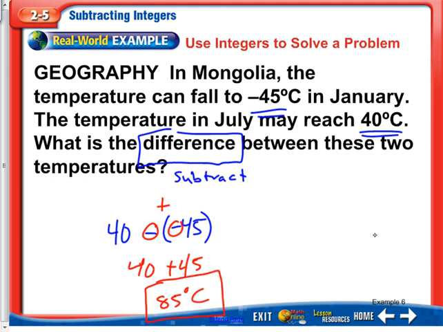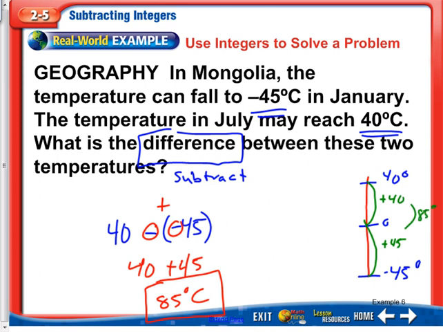Okay. Now, why did that work? Well, let's think of this like a thermometer here. We have 0 right here. All right, way down here we have -45 degrees. Way up here we have 40 degrees. And to get from -45 to 0, we have to add 45. And then to get from 0 to 40, we have to add another 40. So a grand total of 85 degrees. Okay, again, we're talking about the difference between this number down here with this number way up here, and that difference is 85 degrees Celsius.